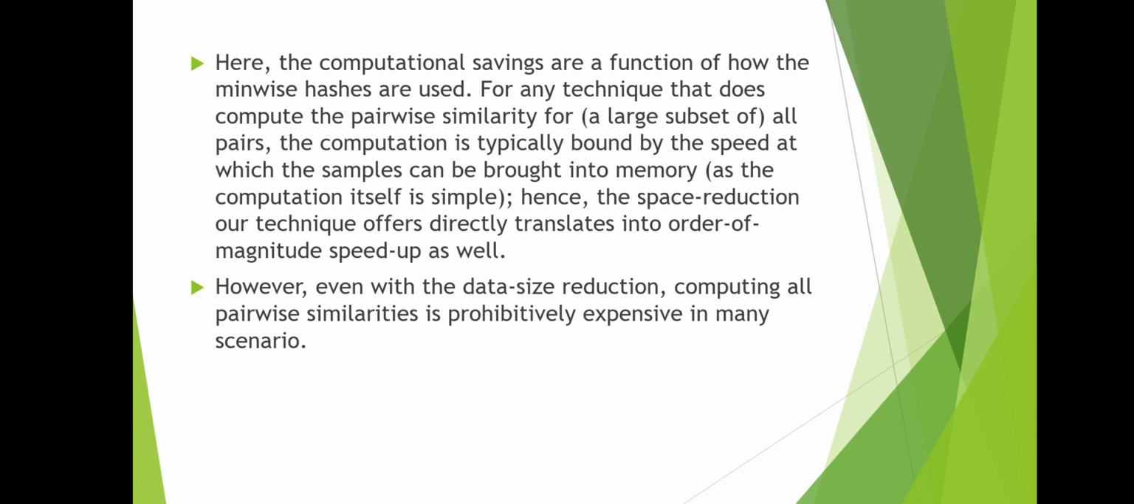Here, the computational savings are a function of how the minwise hashes are used. For any technique that does compute the pairwise similarity for a large subset of all pairs, the computation is typically bound by the speed at which the samples can be brought into memory. As the computation itself is simple, the space reduction of our technique directly translates into an order of magnitude speedup as well. However, even with the data size reduction, computing all pairwise similarities is prohibitively expensive in many scenarios.